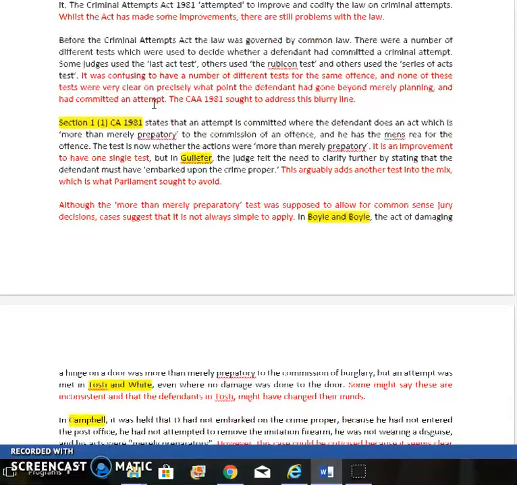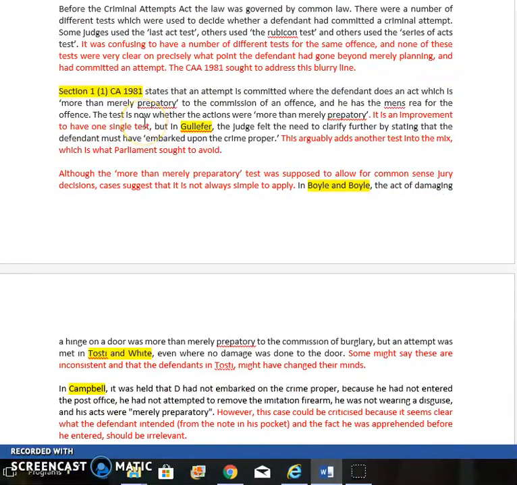So now's a good point to consider the Criminal Attempts Act. If we turn to section 1, subsection 1 of the Criminal Attempts Act, it states that an attempt is committed where the defendant does an act which is more than merely preparatory.